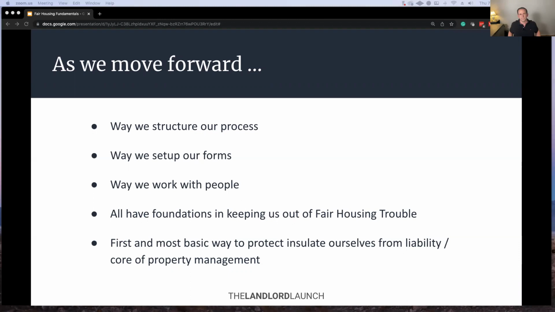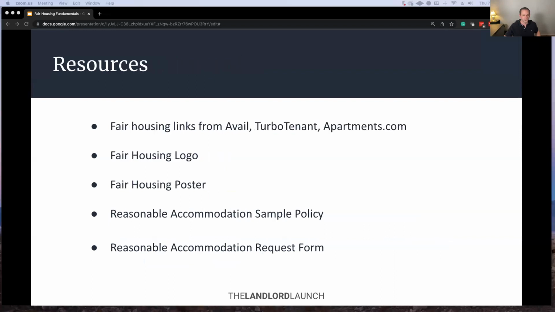Because this stuff will protect us from fair housing, it actually eliminates a lot of the other types of suits and liability, and a lot of other trouble that we can find ourselves in. It doesn't even have to necessarily be legal trouble, but there's a lot of headaches that landlords face, and having some of this stuff in place will help us avoid those and make our lives as a landlord a lot more enjoyable and more profitable for sure.